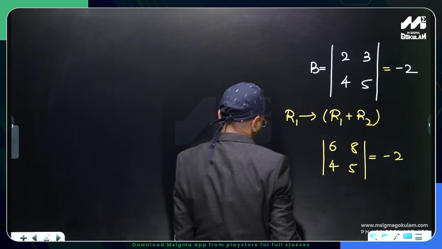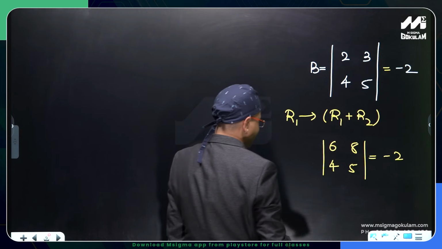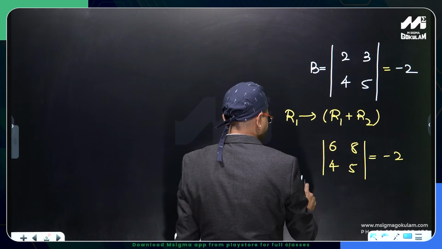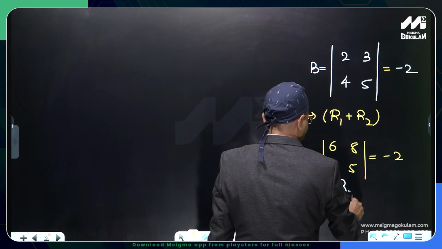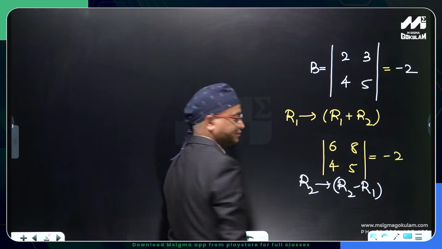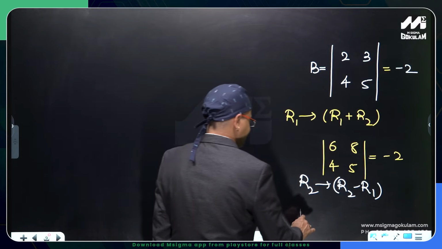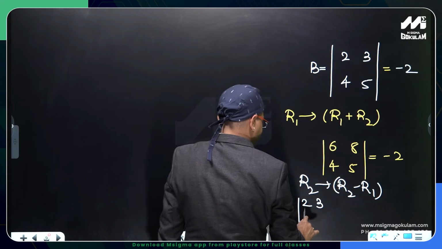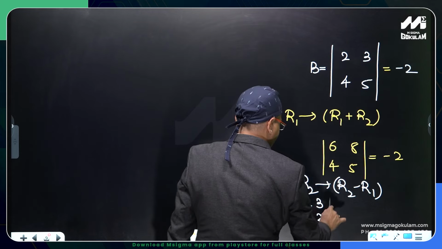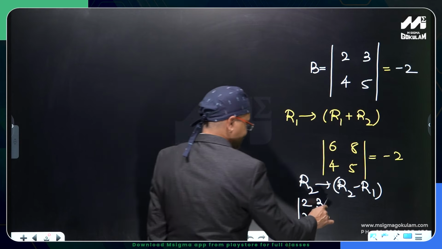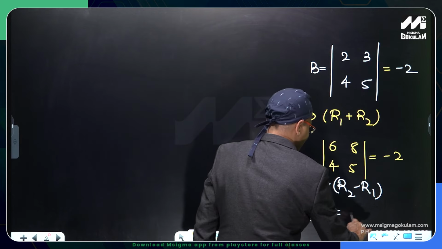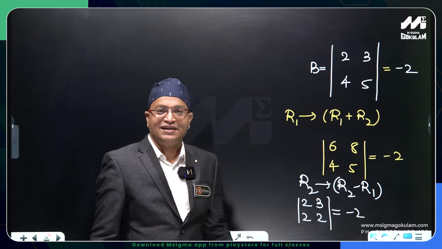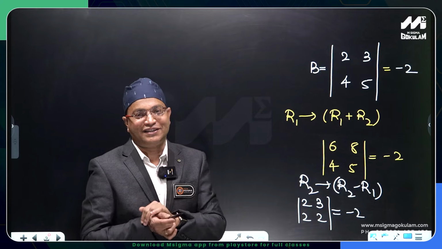Similarly, subtract. From R2 I subtract R1. Here somewhat big numbers, small numbers. Now I am changing like this: R2 becomes R2 minus R1. Then what happens? First row, no change. 4 minus 2, 2. 5 minus 3, 2. Now see, 2, 2 is 4 minus 6, minus 2. Same. So by adding or subtracting any two rows, the determinant value will not be changed.